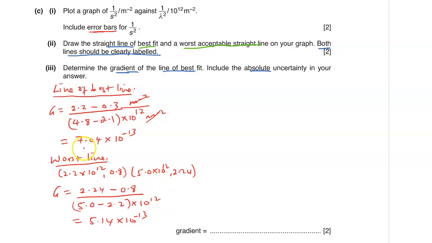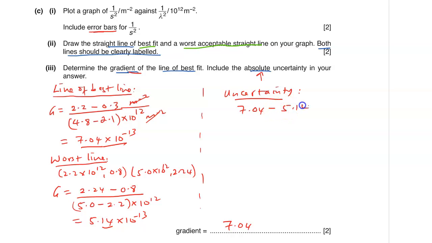Of course, the gradient is this one here, so I can write it here: 7.04. What I want now is to find the absolute uncertainty of the gradient of the line of best fit. The uncertainty is the difference between this and this. So 7.04 minus 5.14, this one here. Both of these are times 10 raised to power 13.